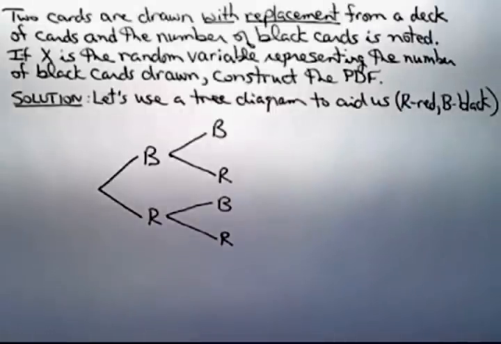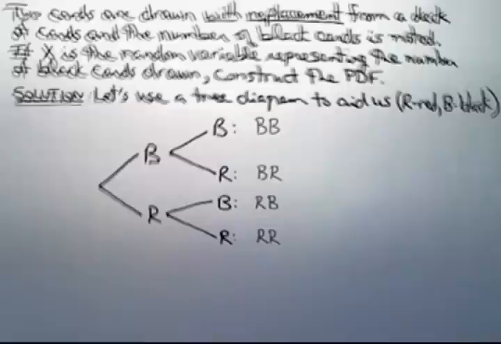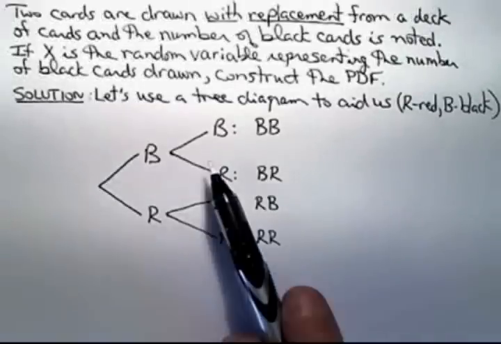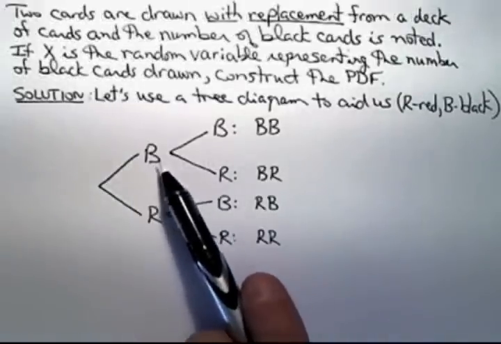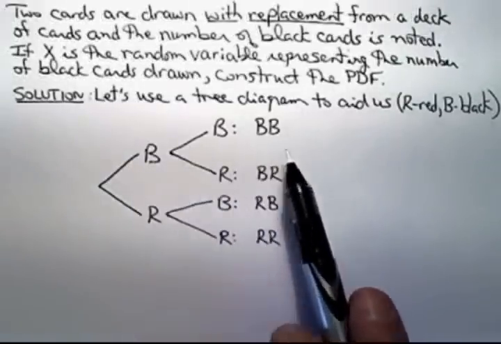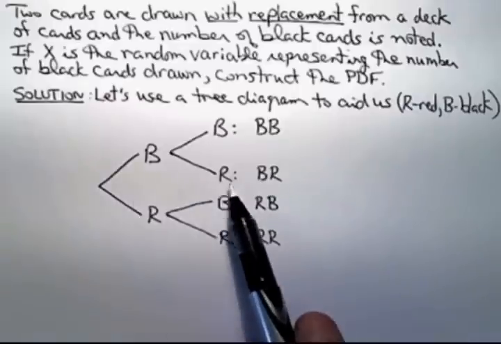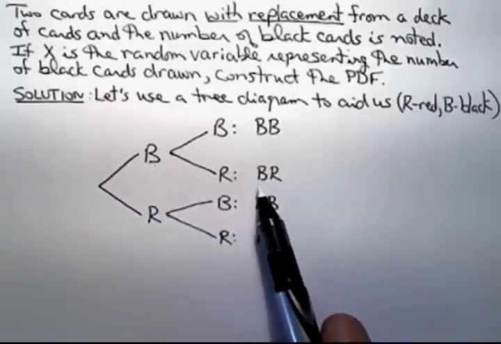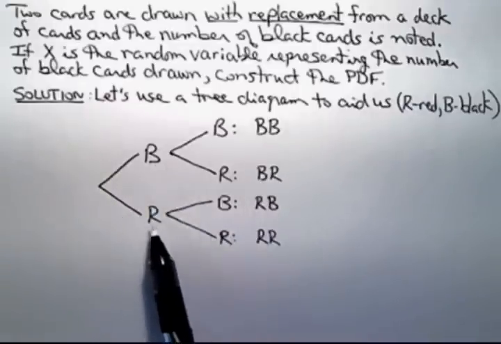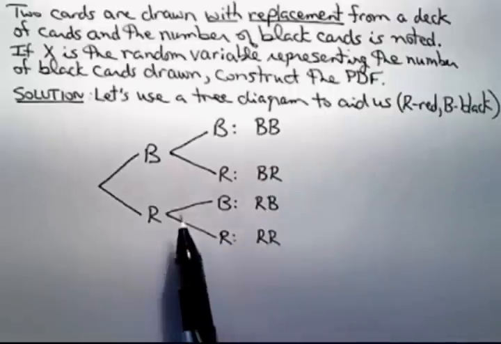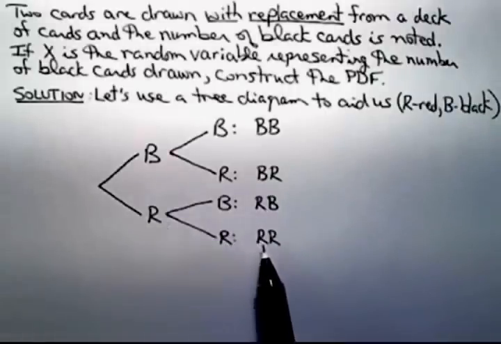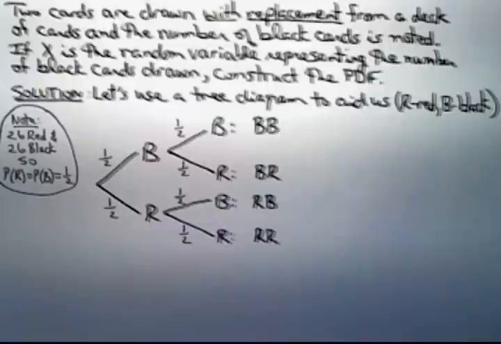So this is going to allow us to find our sample space. In particular, I can see that going down this branch produces a black followed by another black, which I'll write as BB. Going down this branch produces a black followed by a red, which I'll call BR. Going down this branch produces a red, then a black. And going down this branch produces a red and another red. So that generates our sample space for us.